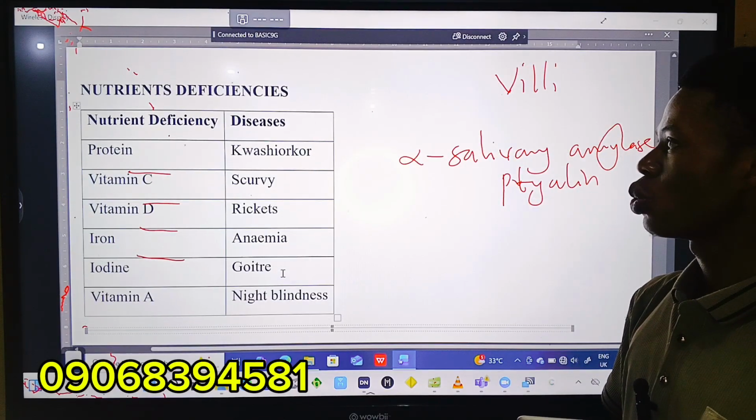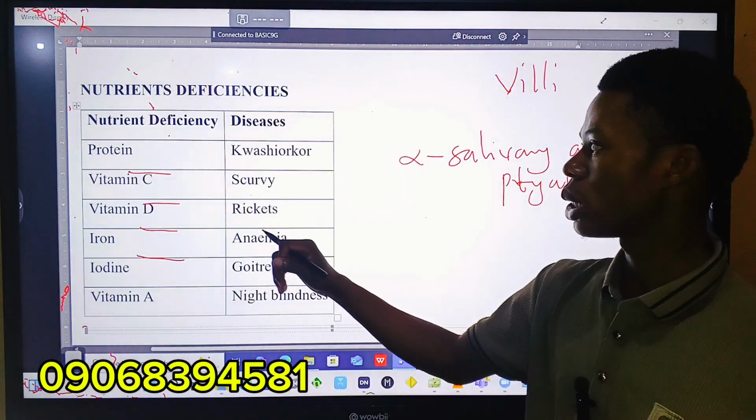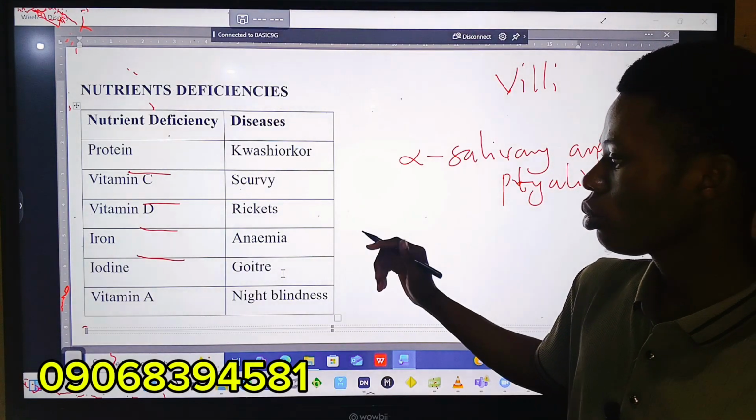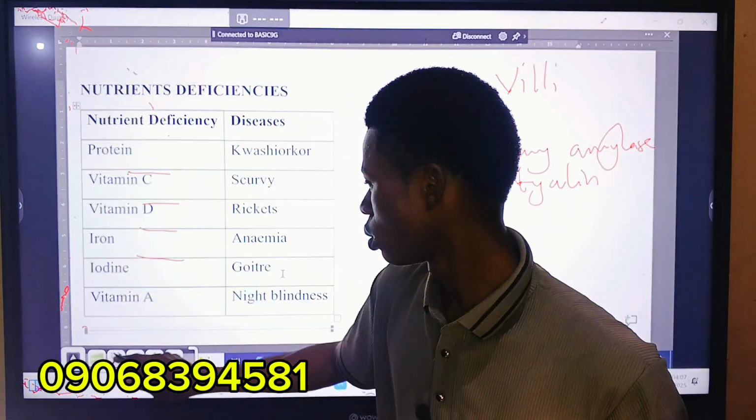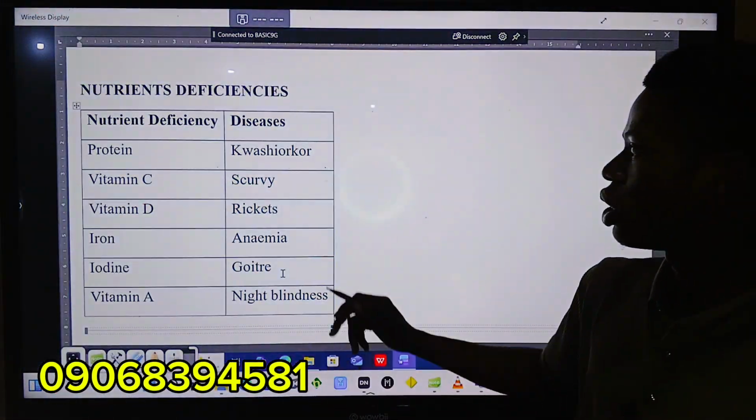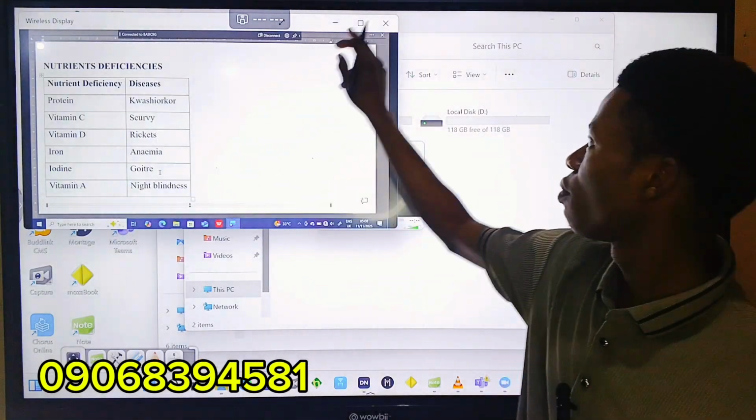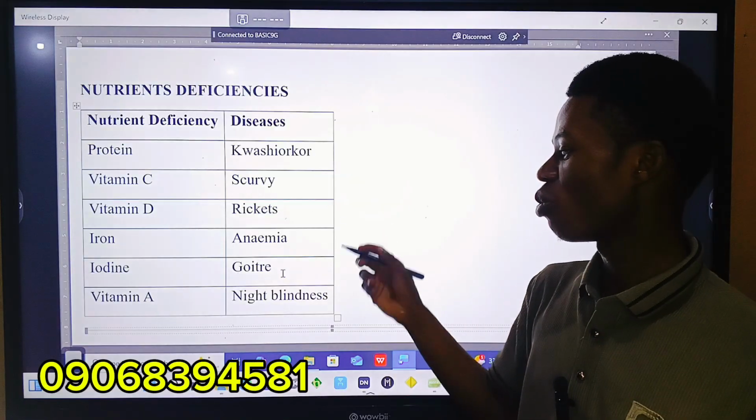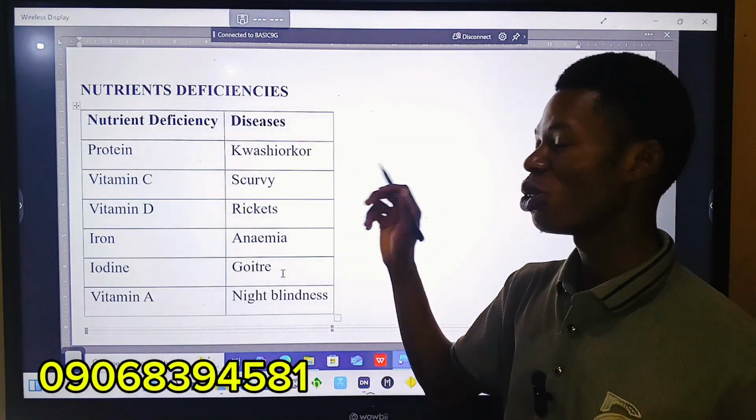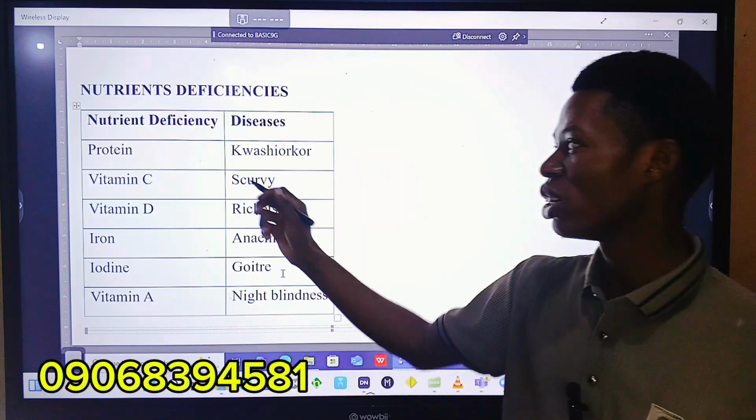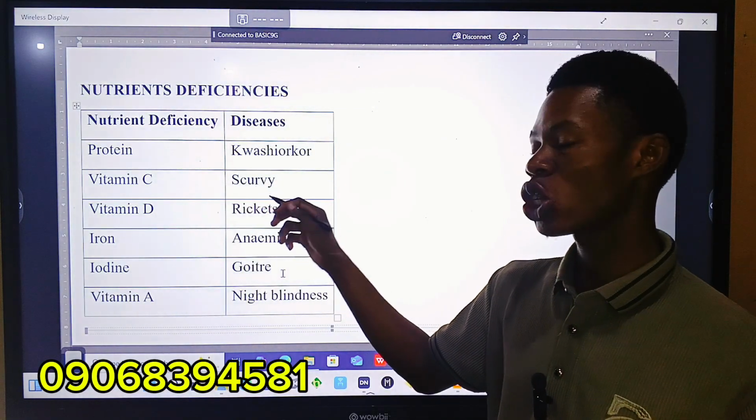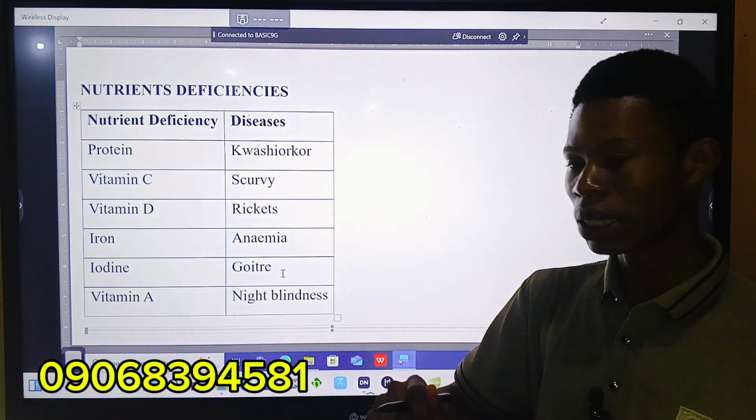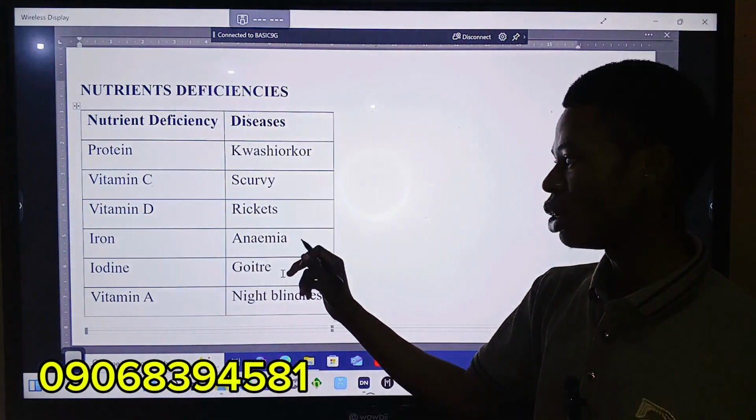Now this part is what you always see: nutrient deficiencies. We have protein, and the deficiency symptom for protein is what? Kwashiorkor. You will always be asked. You see it a lot in exams. Deficiency of vitamin C causes what? Scurvy. Deficiency of vitamin D causes rickets. Take notes, be writing. Deficiency of iron causes anemia.